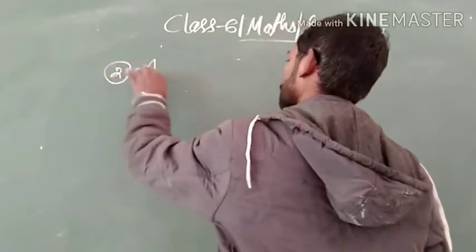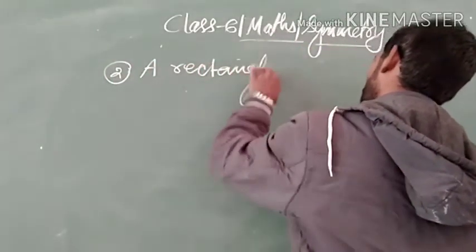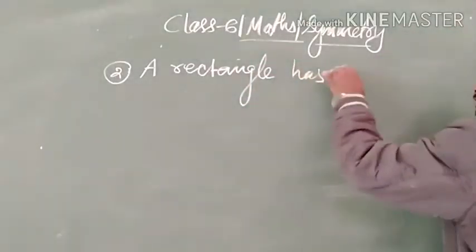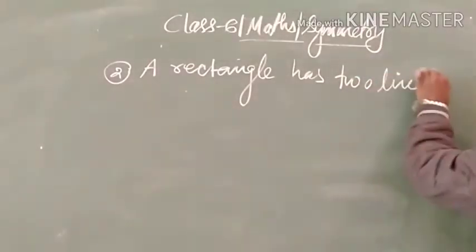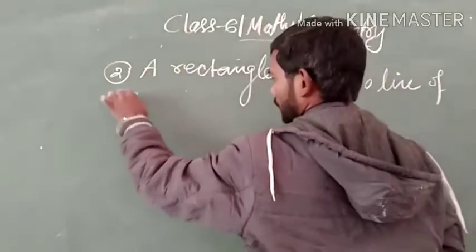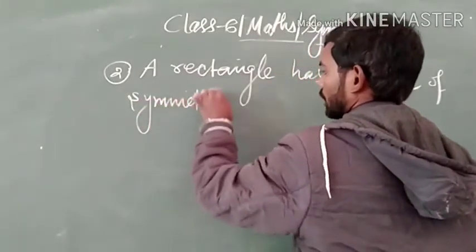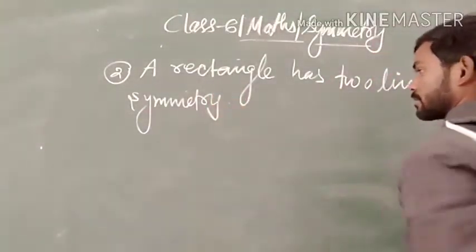Second is a rectangle. A rectangle has two lines of symmetry.